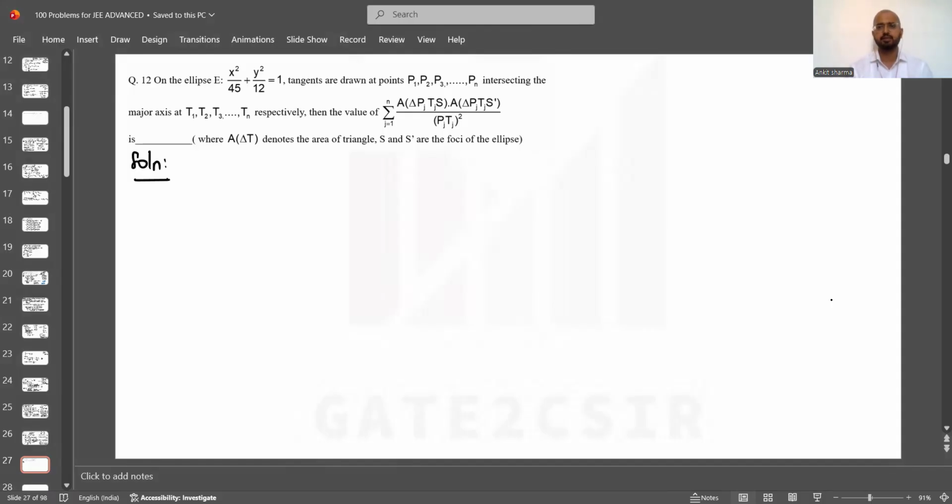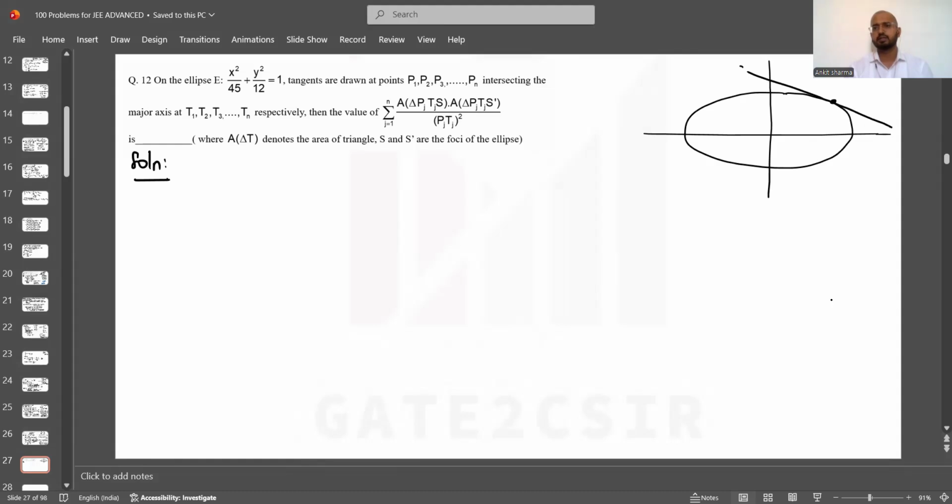So imagine that I have an ellipse here. And let us say this is some point where the tangent is being drawn, somewhat like this. Then this means the major axis at, I'll call it T_j. And this is my point P_j. This right here is S, and this is S dash.